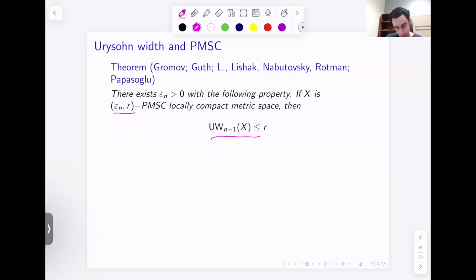So interestingly, this was initially conjectured by Gromov for manifolds. Larry Guth proved it in the case of manifolds. Then we proved it for more general metric spaces. And then Panos Papasoglou gave a different proof. And our proof of this result was using ideas similar to Guth's proof, so using ideas from Gromov's proof of the systolic inequality.